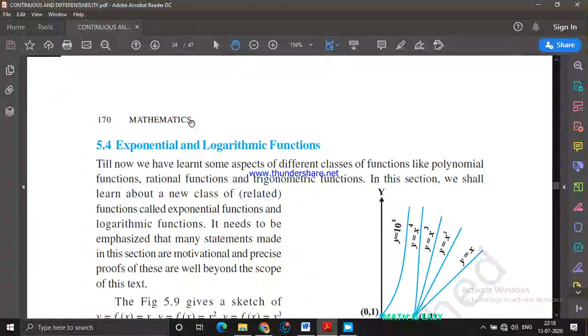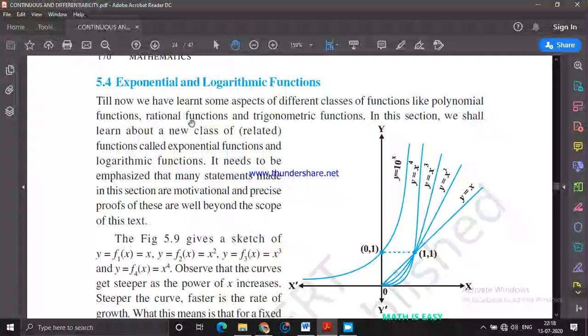Now the next topic is exponential and logarithmic functions. Exponential functions means where the power of x keeps on increasing, or the base value will be a number and the exponent will be a variable. Let's take a few examples. My first function f1 of x, or I'll take y, equals x. Y equals x is a straight line because it is a linear equation in two variables.